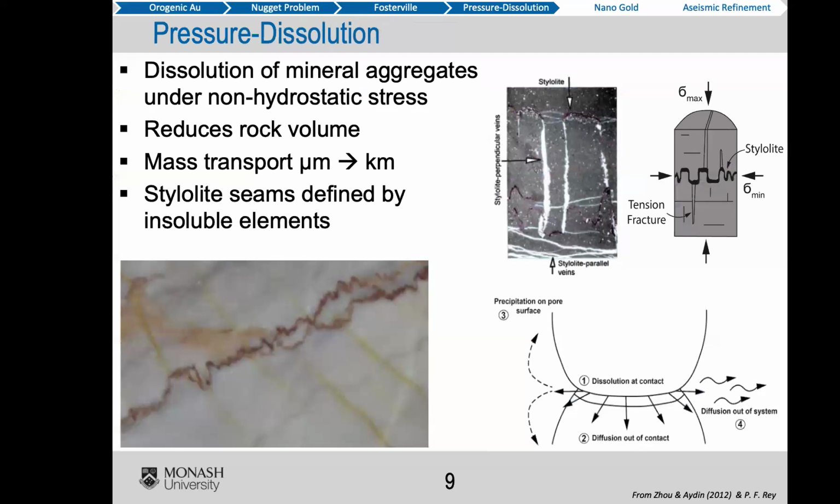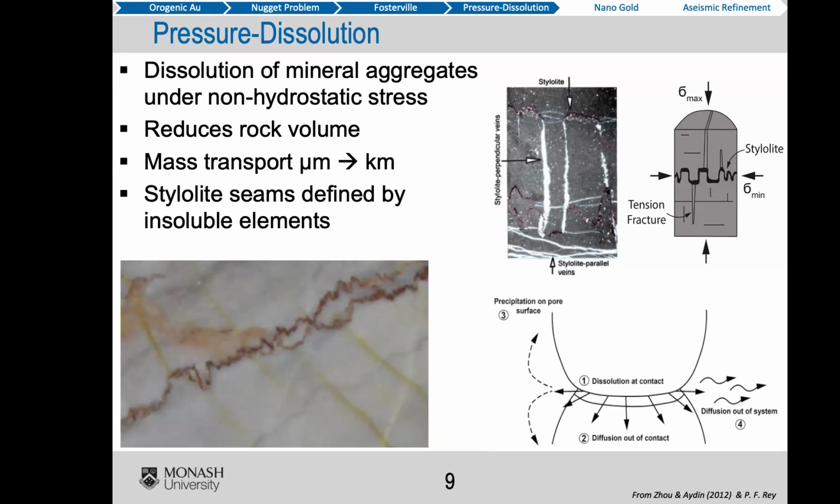So it's just how you make these. It's dissolution of minerals under non-hydrostatic stress or non-equilibrium stress. And it will reduce the rock volume. So some minerals will pressure dissolve. If you squish them, they'll turn into a liquid and they can migrate. And they can migrate anywhere from microns to even kilometers in some cases away from wherever they're being dissolved. And the stylolitic seam itself is defined by basically elements that won't dissolve under pressure. So they're the dirty things left behind.